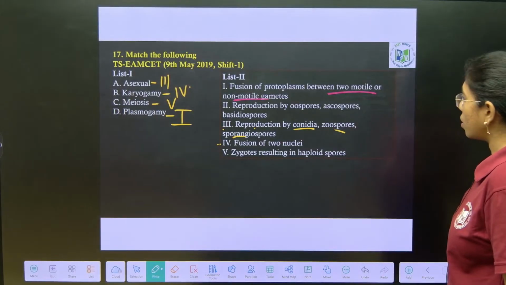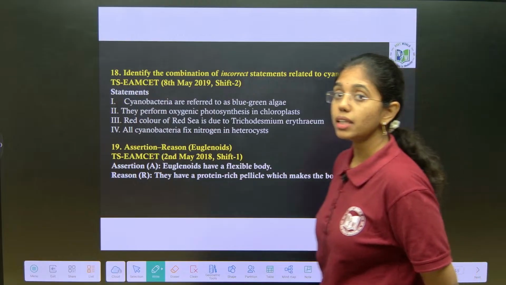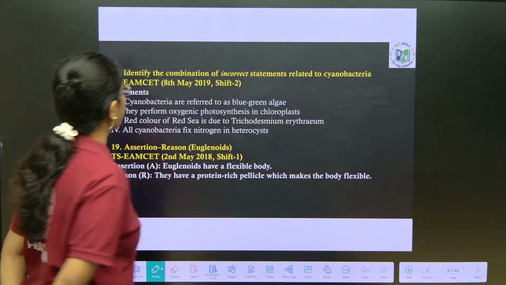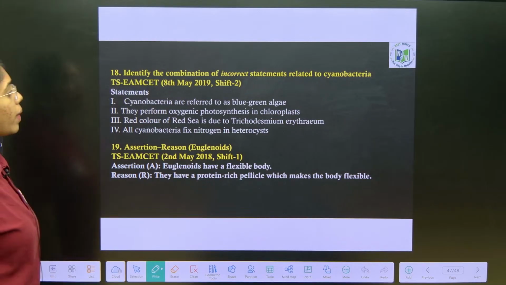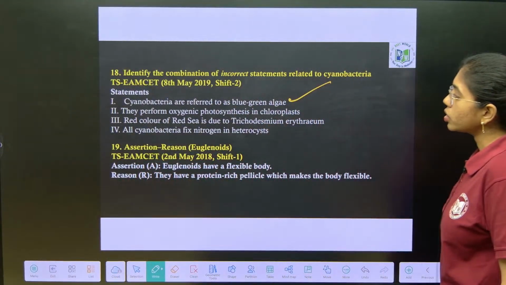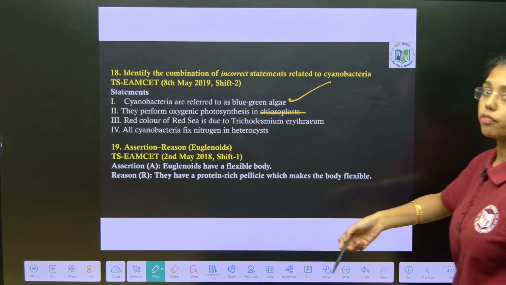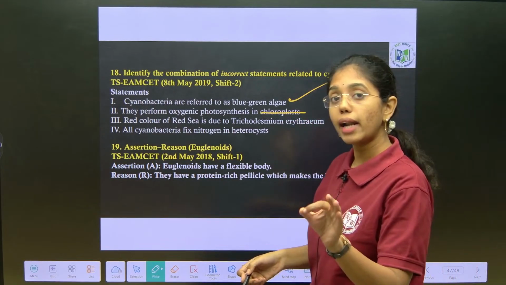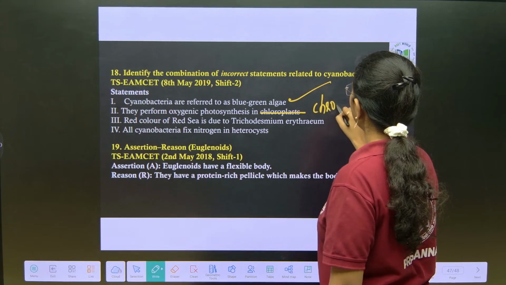Next, 18th question, which was asked in EAPCET 2019. Identify the combination of incorrect statements related to cyanobacteria. Cyanobacteria are referred to as blue-green algae, correct. They perform oxygenic photosynthesis in chloroplast, wrong. They perform oxygenic photosynthesis in thylakoid lamellae structures which are present in chromatophores.